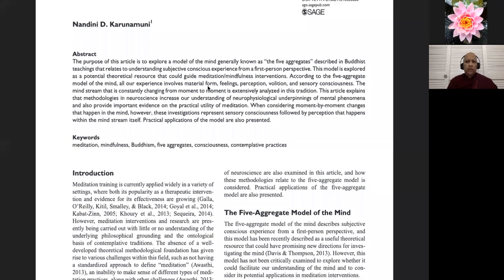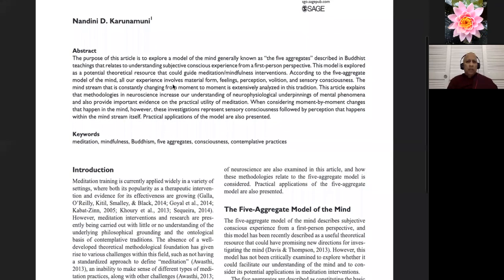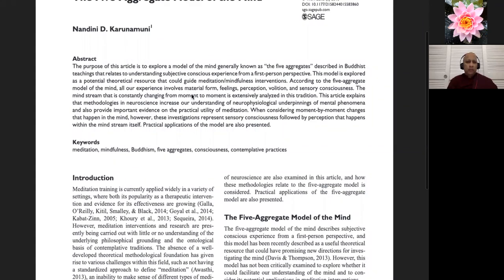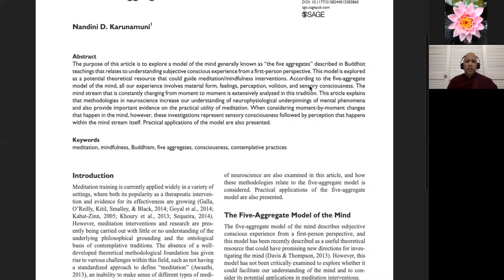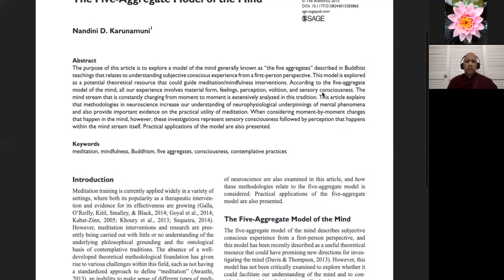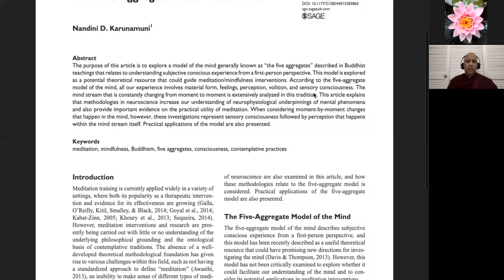According to the five aggregate model of the mind, our experience involves material form, that is rupa. You may be fed up with me repeating these Pali terms again and again, so I'm not going to type them in. So: material form, that is rupa; feeling or sensation, that is vedana; perception, that is sanya; volition, that is mental formation; and vijnana, sensory consciousness. Different scholars use slightly different English translations of the original Pali terms. She used the term sensory consciousness because our consciousness is based on our sense faculties.